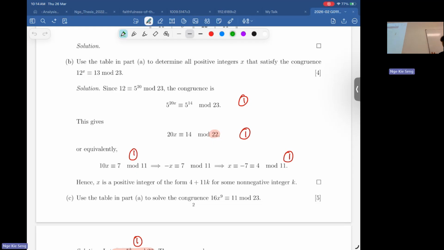This part here, please read the question carefully. It's saying all positive integers. Some of you just finished here. Do you know that this includes negative integers or not? Because this is a multiple of plus a multiple of 11. So there's negative. So you need to tell me that to restrict to positive.